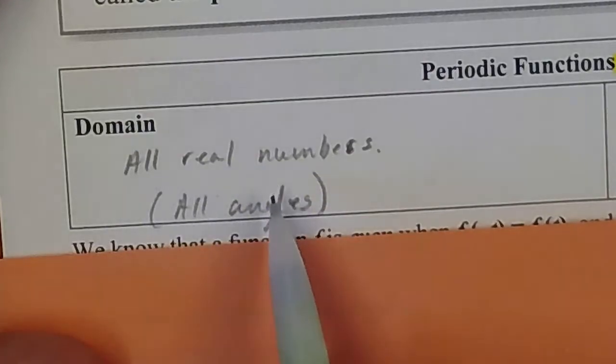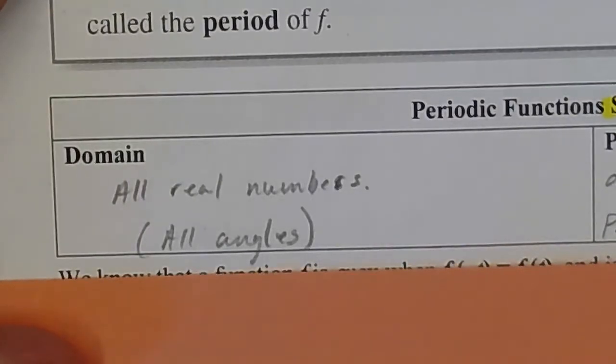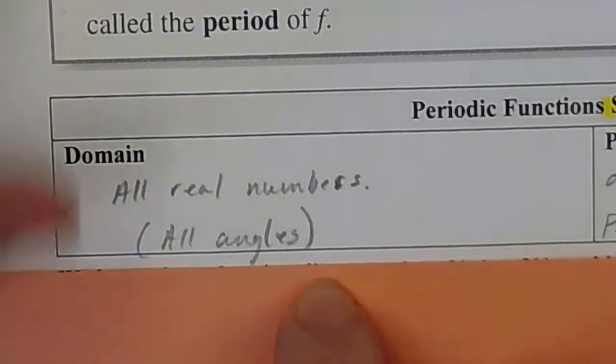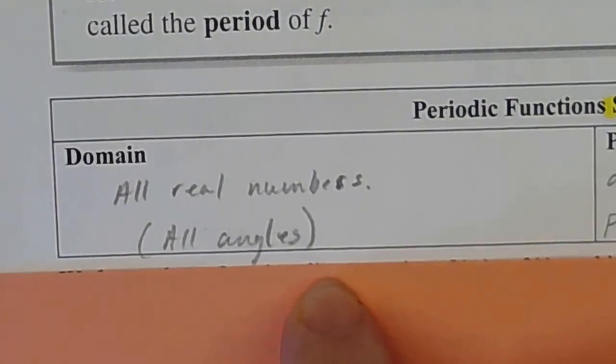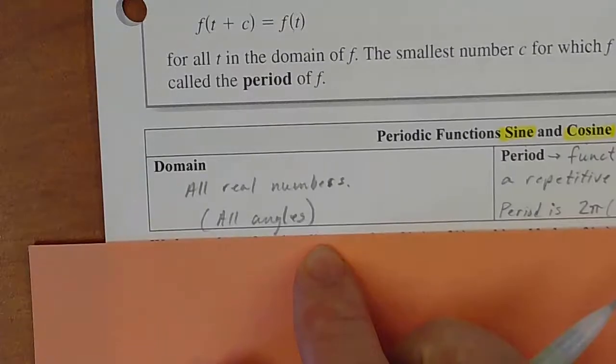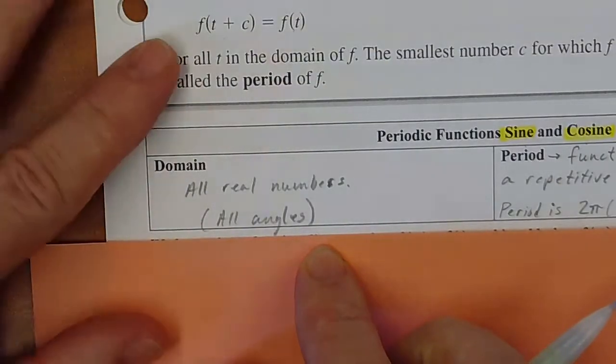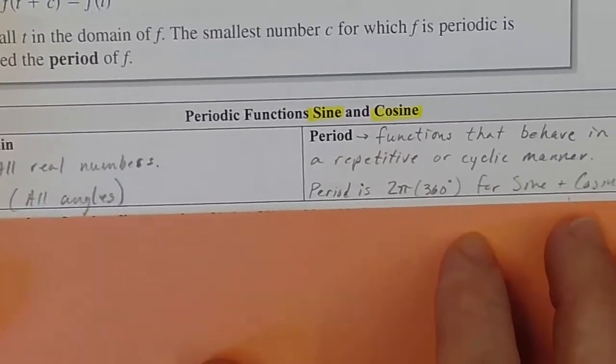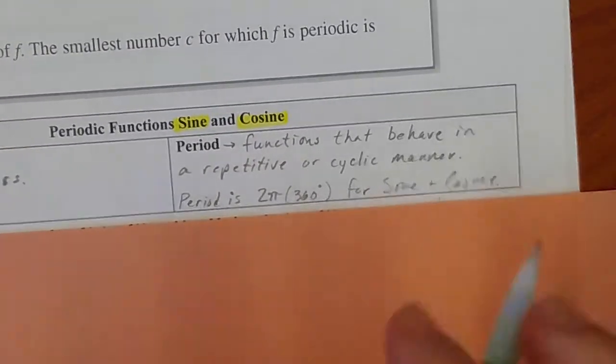Domain is all real numbers for sine and cosine. They don't have any restrictions. Any angle, we will have an answer. We won't get undefined for sine and cosine at all. So the input values are all real numbers, all angles, even if it's greater than 360, 400, 500, 1000, all input values work.